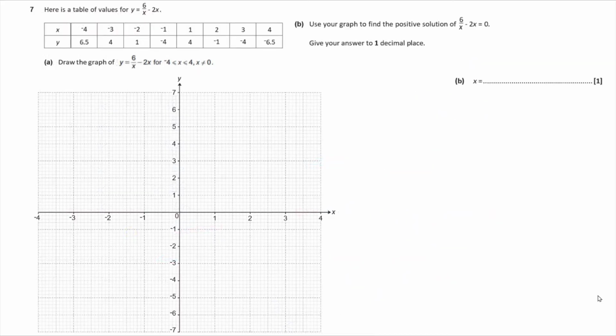Question 7, here is a table of values for y equals 6 over x minus 2x. Okay, so they've already found all the values for us. That's nice of them, isn't it? So we just need to plot these points.